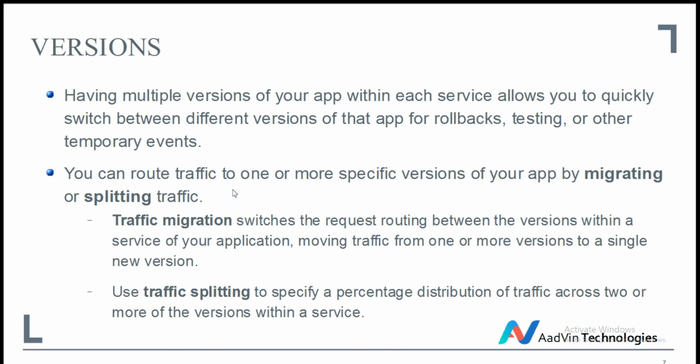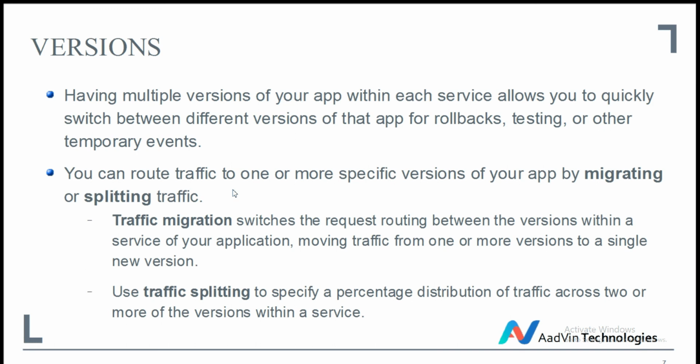You can route traffic to one or more specific versions of your app by migrating or splitting traffic. So you can route traffic using migrating and splitting traffic. Traffic migration switches the request routing between the versions within a service of your application, moving traffic from one or more versions to a single new version. So using traffic migration, we can switch between different versions inside a single service.